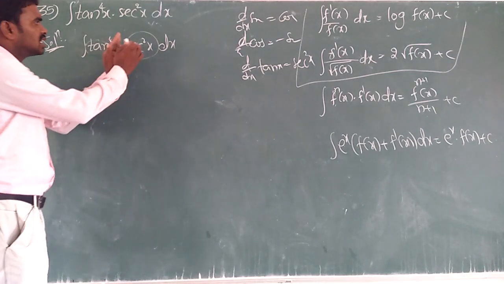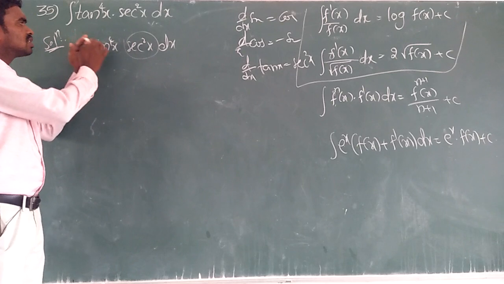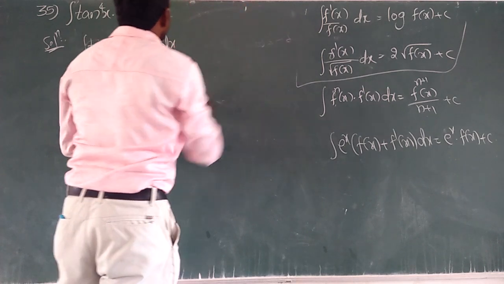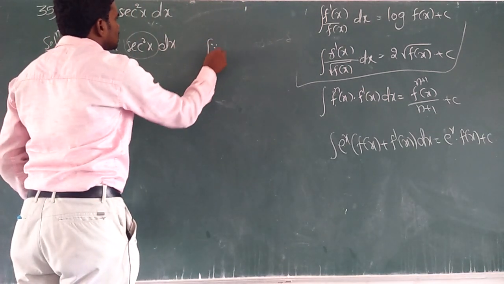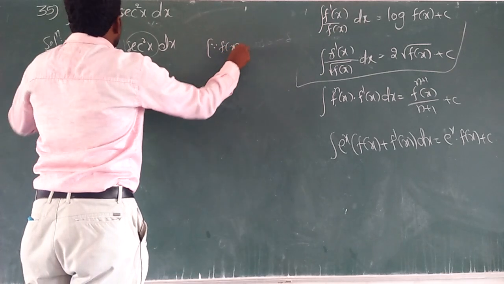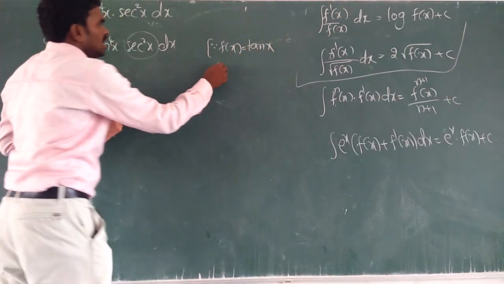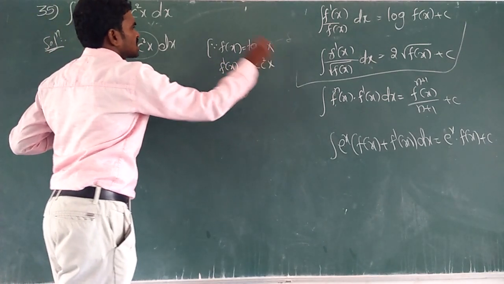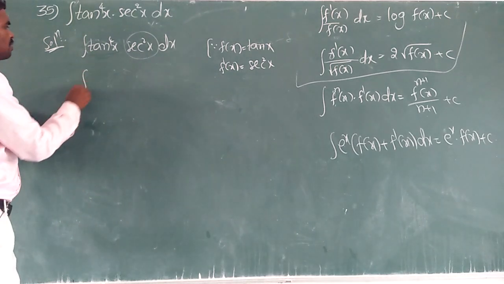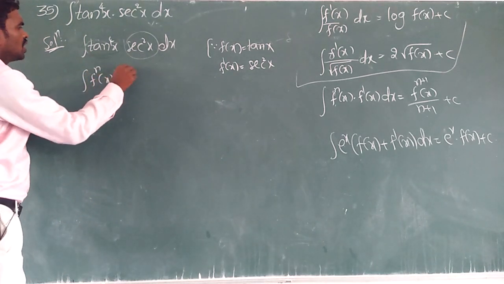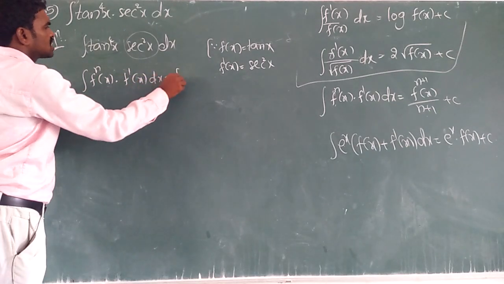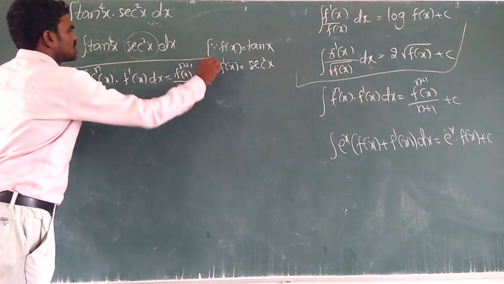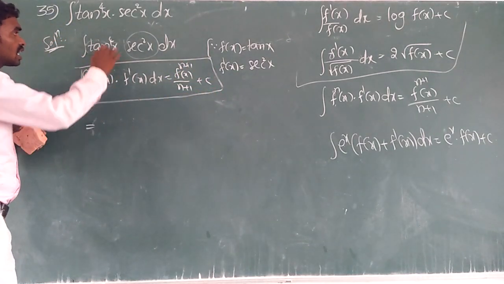Now, this secant square x is the derivative of tan x. So here I am taking f of x as tan x. Immediately f of x's derivative is f dash of x, that is, the derivative of tan x is secant square x. So which formula can we apply? We can apply the formula integration f to the power n of x into f dash of x dx, which is f power n plus 1 by n plus 1 plus c. Using this formula, I am keeping it in a box, so directly we can write the answer.